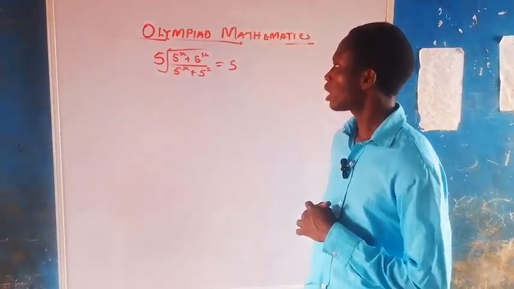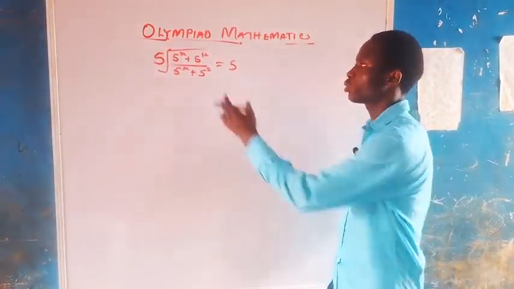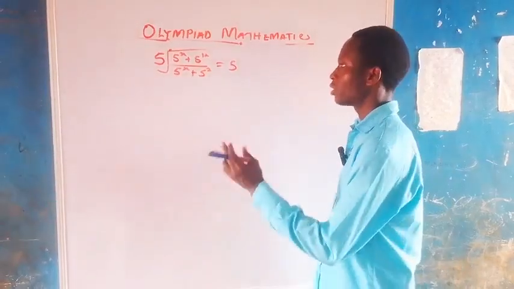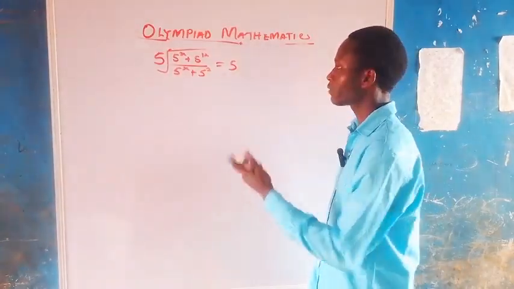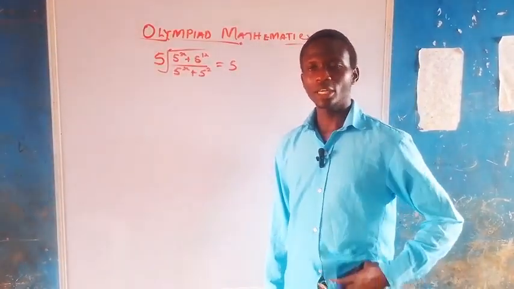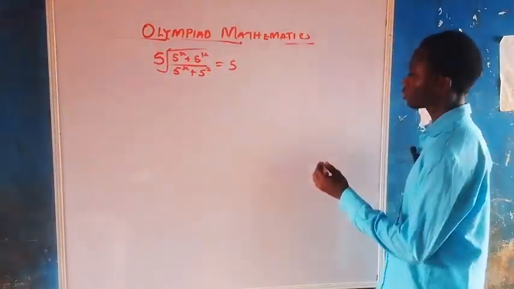Okay. Now, let's quickly solve this Olympiad Mathematics problem, which says the fifth root of 5 to the power of x plus 5 to the power of 12, all divided by 5 to the power of x plus 5 to the power of 2, equals 5. All right. Okay, I would like to quickly remind us of some basic concepts.